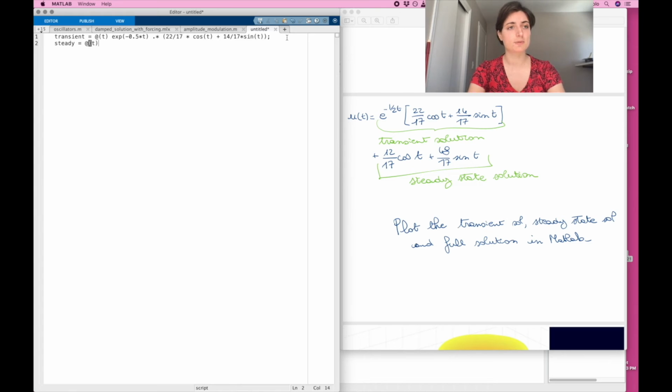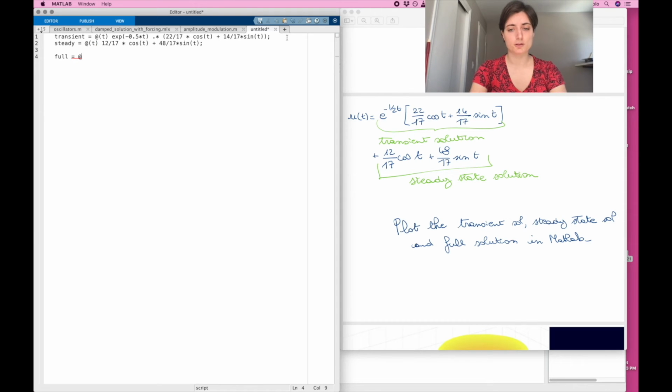Then we have the steady part, that is again a function of t, and we have a similar format except that we don't have the exponential in front. So we have 12 divided 17 times cos of t plus 48 divided 17 times sine of t.